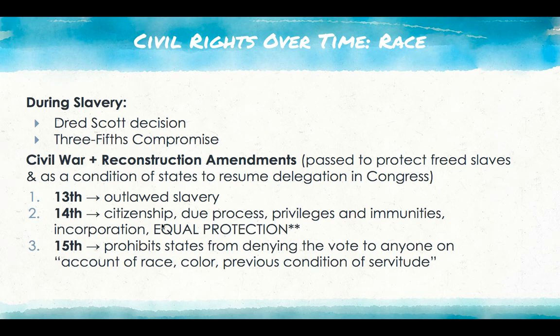Now, the 15th Amendment prohibits states from denying the right to vote to anyone on account of race, color, or previous condition of servitude. So what this does is effectively give all men the right to vote. So you should notice who's missing from that category. And as you can probably predict, that's going to lead to social movements in the future.